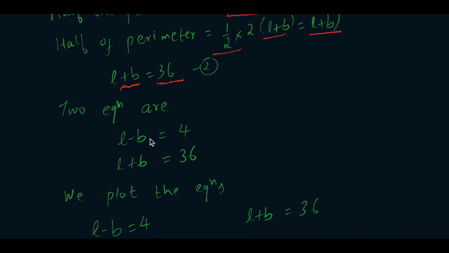So our two equations are L minus B equals 4, because L was B plus 4, so we wrote L minus B equals 4. The second is L plus B equals 36. This is our first equation, this is our second equation. Now we need to plot those two equations to get the final answer.